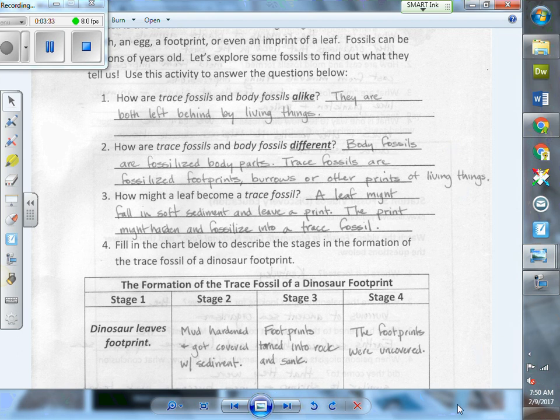The steps when a dinosaur walks in mud, okay, these are the steps that would happen in order for that footprint to become a fossil. So the dinosaur would leave a footprint, the mud would harden and get covered with sediment. The footprints would turn into rock and sink even further. And then eventually, over millions of years, those footprints would have to become exposed again for somebody to see them.